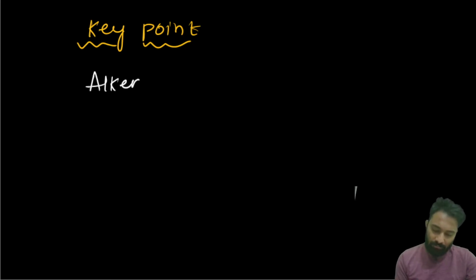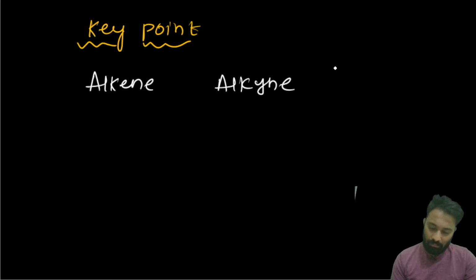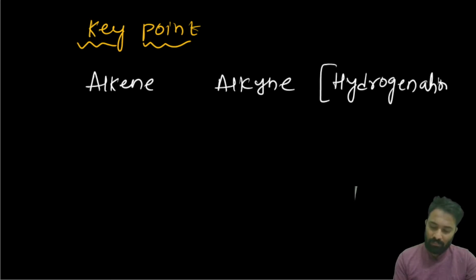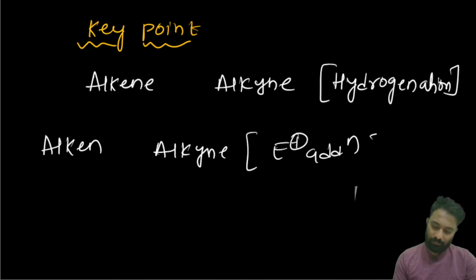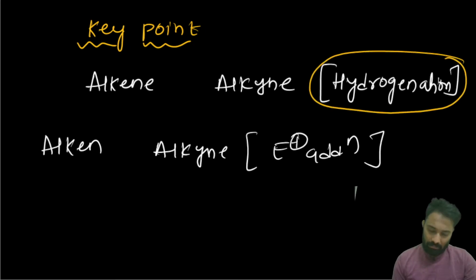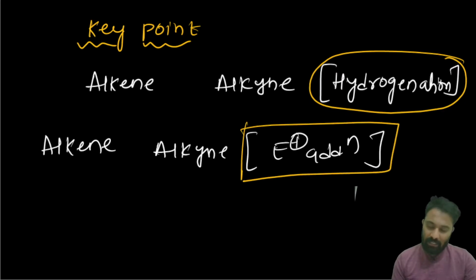If an alkene and an alkyne are given, what is the order for the hydrogenation reaction, or catalytic hydrogenation? Which one will readily undergo it very fast? And between the alkene and the alkyne, which one will readily undergo electrophilic addition very fast?